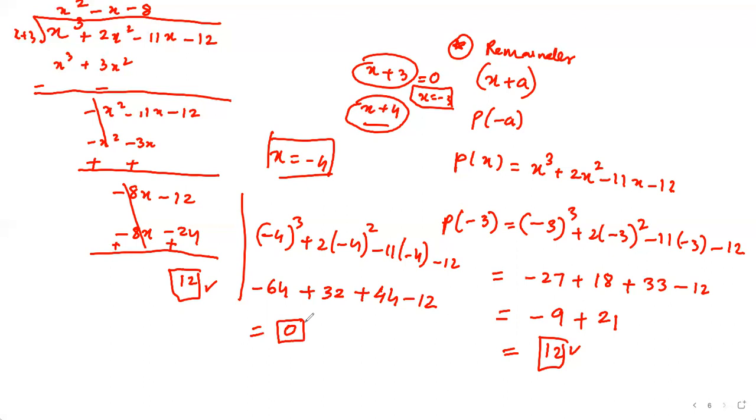Now, if my remainder is 0, we will call that divider a factor, and this is the factor theorem. So the factor theorem talks about exactly the same thing, except instead of getting the remainder as some number, you're going to get the remainder as 0. So if the remainder is coming as 0, it means that that particular expression has that divider as a factor. So I would say that x plus 4 is a factor.